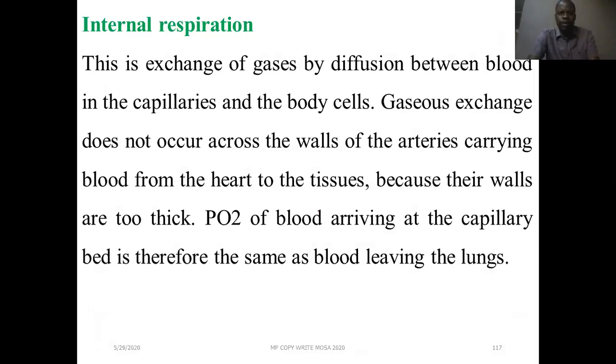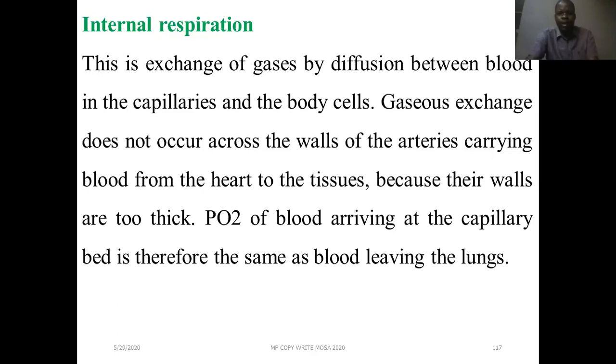So internal respiration is the exchange of gases by diffusion between blood in the capillaries and the body cells. Gaseous exchange does not occur across the walls of the arteries carrying blood from the heart to the tissues because their walls are too thick.